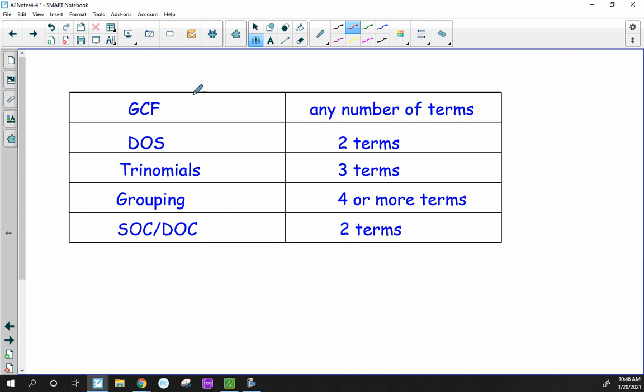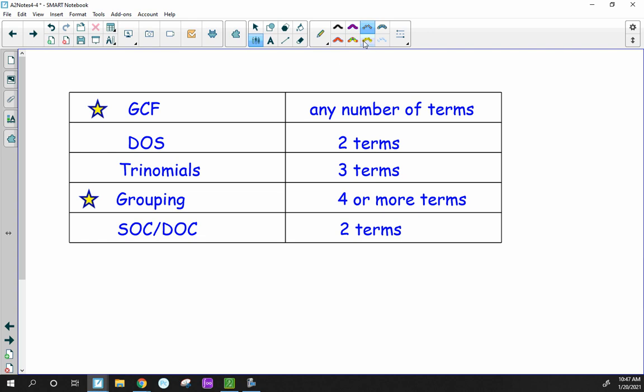Just a quick review, we already have looked at this table in the past. The ones that we have done: you've done GCF. You do GCF on any number of terms in a problem. GCF questions can have any number of terms. We have already completed grouping. Remember, those problems have 4 or more terms.